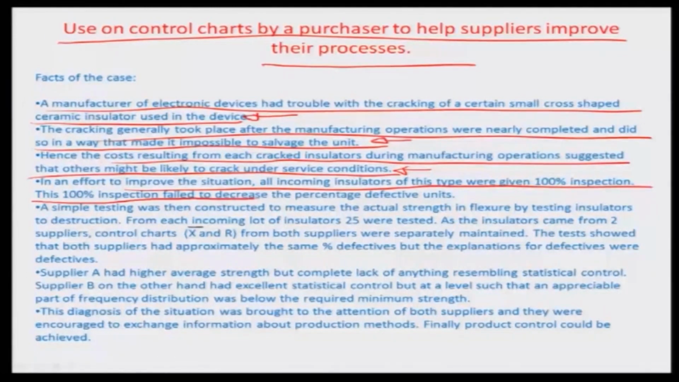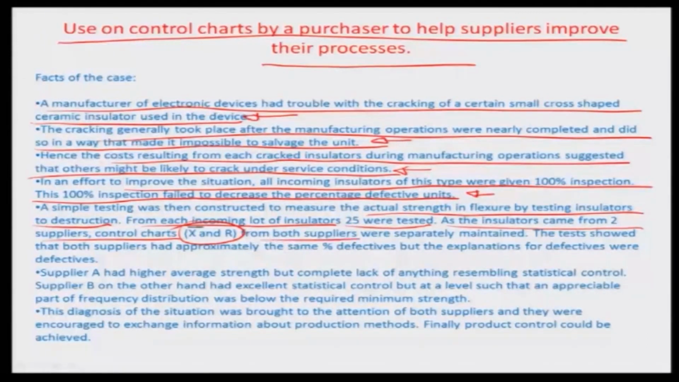Now this 100% inspection failed to decrease the percentage of defective units. So a simple test was constructed to measure the actual strength and flexure by testing insulators to destruction. From each incoming lot of insulators, 25 were tested. As the insulators came from two suppliers, control charts of X bar and R were plotted for both suppliers, and they were separately maintained for a long time.